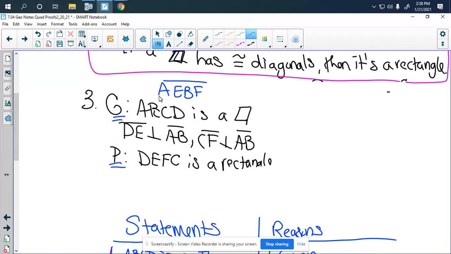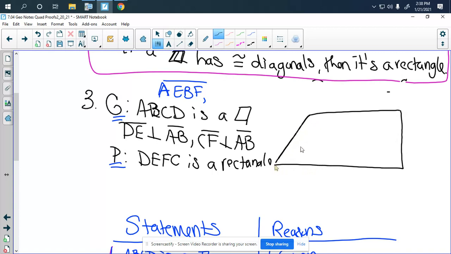All right, so let's try a proof here. So we're given segment AEBF. We're given, so just saying it's a straight line, we're given ABCD is a parallelogram, segment DE is perp to AB, and segment CF is perp to AB. So I'm going to draw our picture here. So that's D, C, F, B, E, and A.